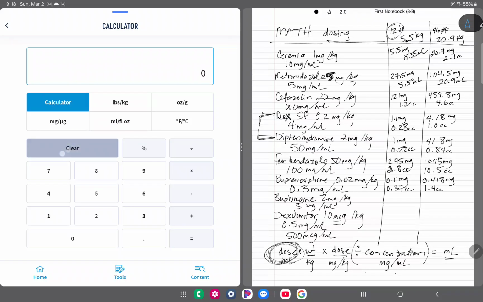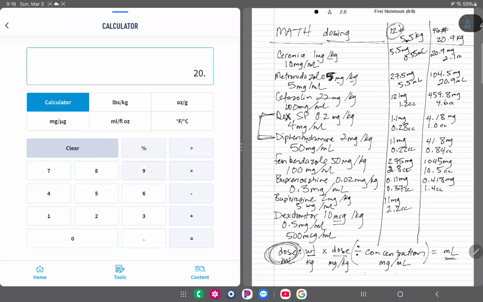Bupivacaine. Your doctor asks for 2 mg per kg of bupivacaine for a laceration repair. So 5.5 kgs on that cat times our dose, which is 2, would give me 11 mgs. That's what I write in my computer. And then I divide it by the concentration, which is 5. And I can use 2.2 cc's on that cat to numb up his laceration.